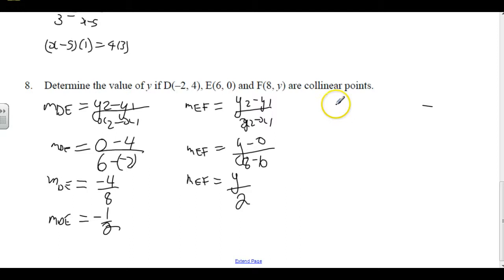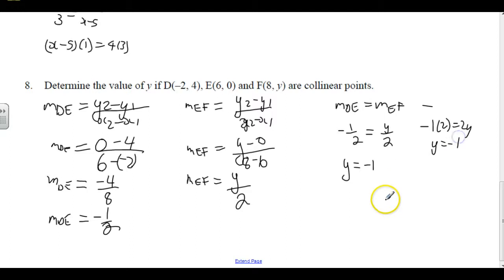So we know that the slope of DE is equal to the slope of EF if the points are collinear, which means -1/2 is y over 2. And so we can see the only way these are going to be equal is if y is equal to -1. And the math behind that would be -1 times 2 is equal to 2y, so y is equal to -1, and that's the value of y.